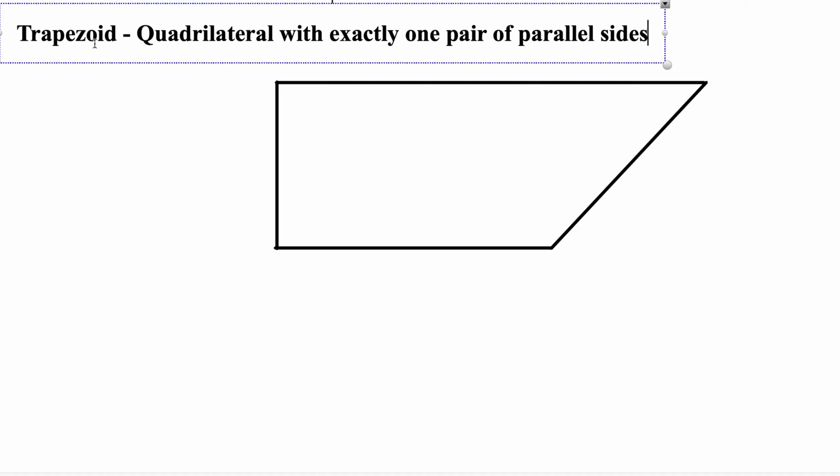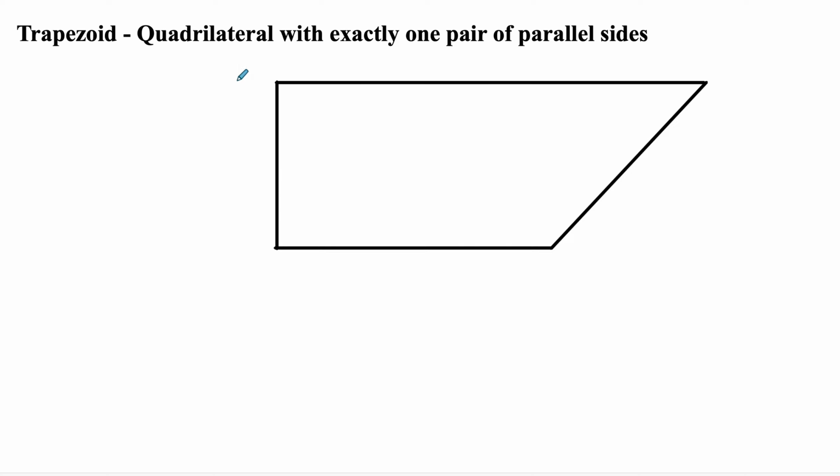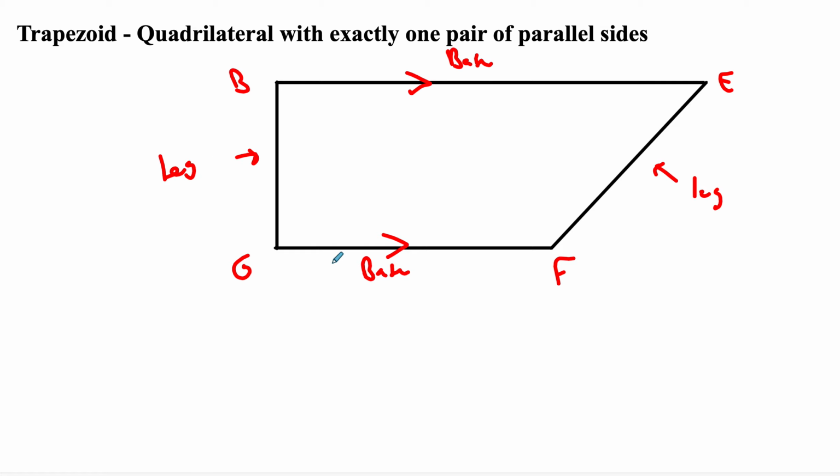Now, these one pair of parallel sides, remember how we mark parallel. So if we're looking at this, let's say this is B, E, F, G, but it seems that BE and GF are the parallel sides, we would mark those thus, and these would be the bases. So BE and GF would be the bases, and the other sides would be referred to as legs. This gets a little bit more important when we start talking about isosceles trapezoids.